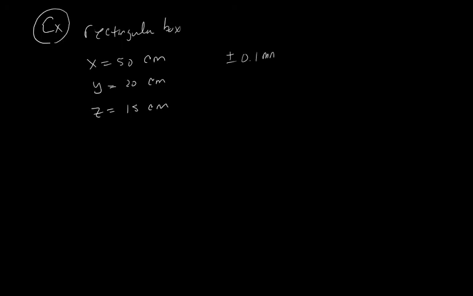All right, so in this example, we have a box. So we have a rectangular box. And we've measured it so that our dimensions are x equal to 50 centimeters, y equal to 20 centimeters, and z equal to 15 centimeters. The problem is with our measurements, we have a plus or minus 0.1 millimeter margin of error. Okay, so our job then is going to be to find that propagated error using dV. So we're going to use dV to find the propagated error.